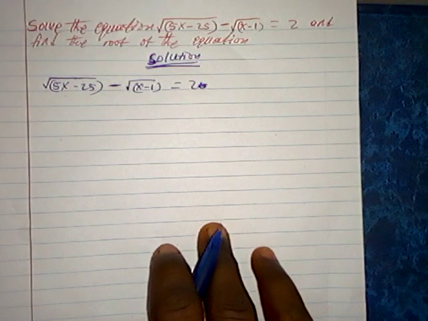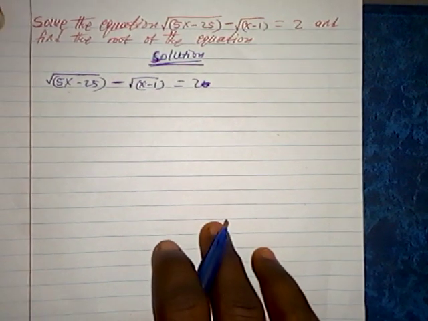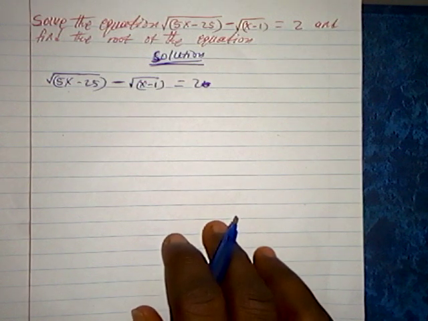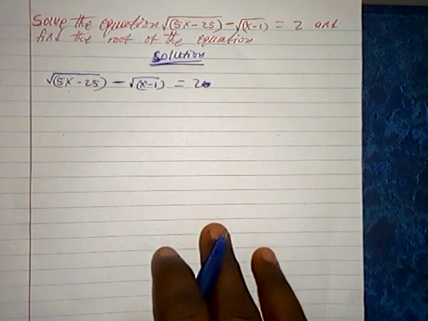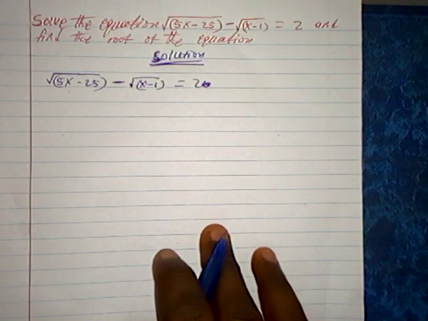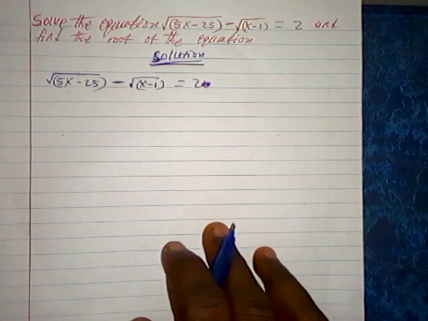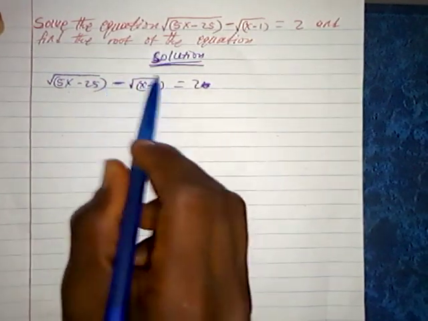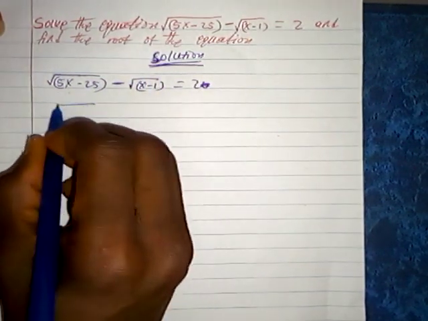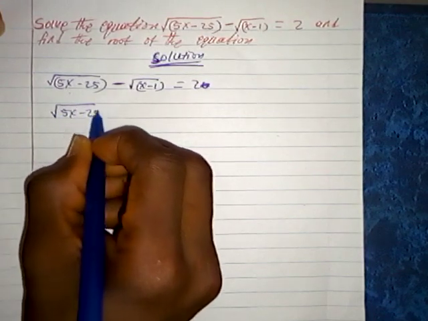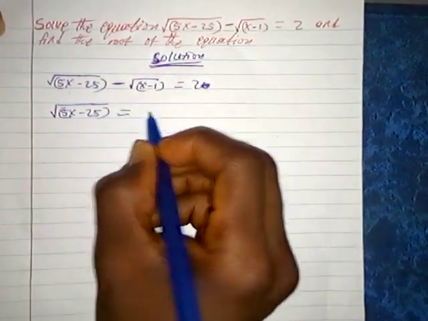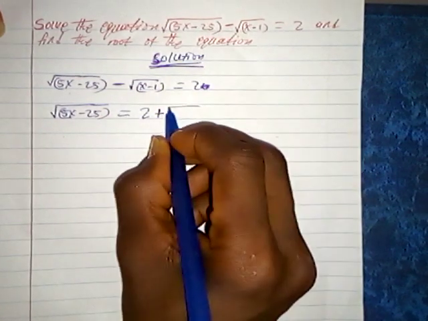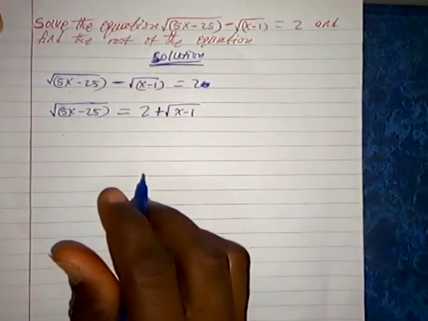Anytime we are solving an equation with surds, the first thing you should have in mind is to transpose all of the surds to the other part of the equation. There should only be one surd in one part of the equation. So we transpose this one and let the other stay in this part: the root of 5x minus 25 equals 2. When we transpose it, it becomes a positive, plus the root of x minus 1. Do you see?